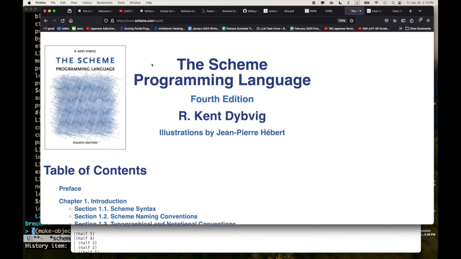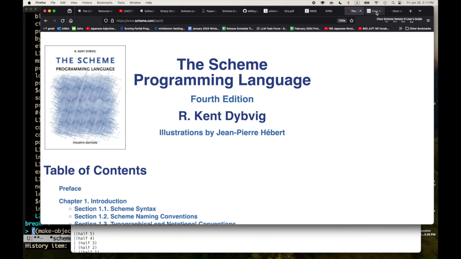And since Kent was the editor for the R6RS process, he understands what the motivation was. He's also an implementer, so he knows inside and out not just the motivation from the specification process, but how at least Chez Scheme implements those parts of the language, or at least how Chez Scheme implemented it when he wrote this book.